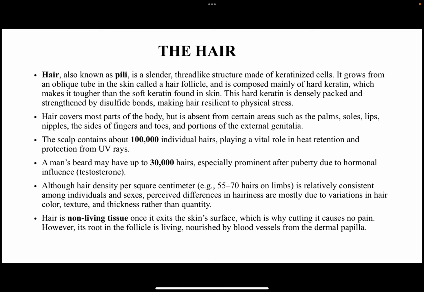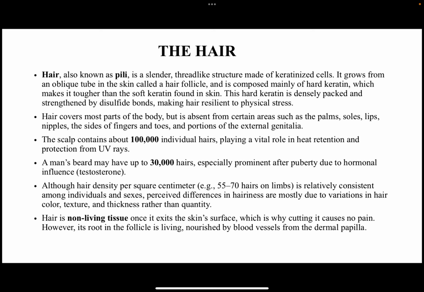Good. Now, hair is non-living tissue once it exits the skin surface, which is why cutting it causes no pain. The hair is a non-living tissue. That's the reason why when you are cutting hair, you usually do not experience pain, as compared to, let's say, cutting your skin itself.